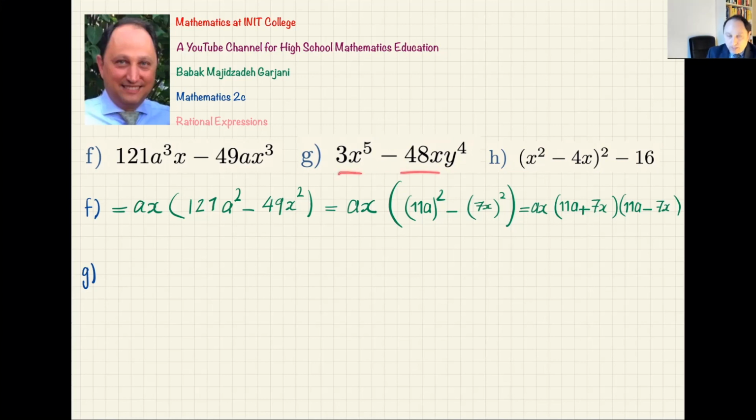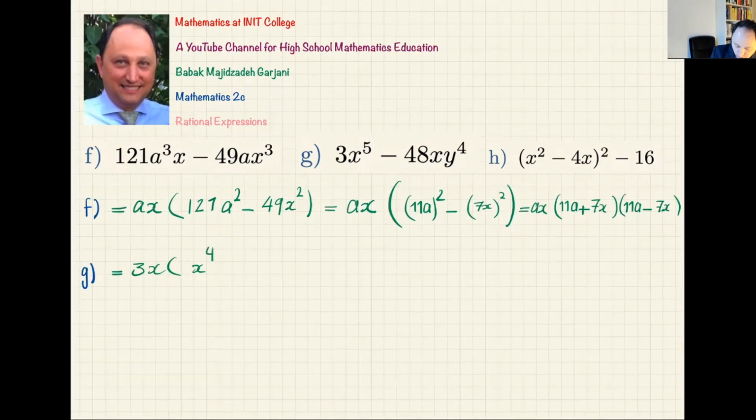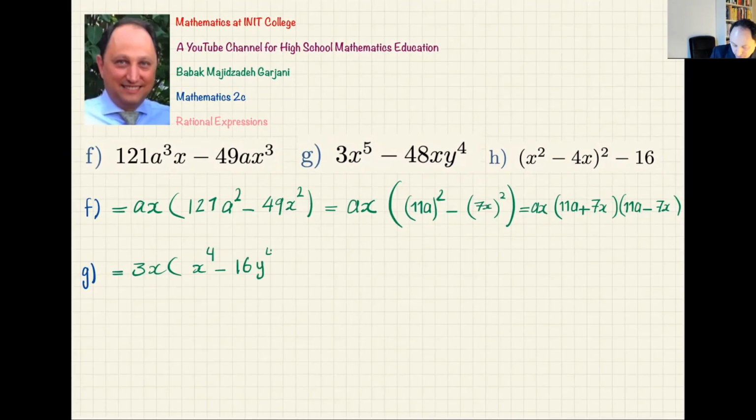So what can I pull out from these two terms? 3x. Yeah, 3x, thank you. So this becomes 3x, and then I will have how much? I will have x to the 4, and then I will have minus 16 y to the 4.